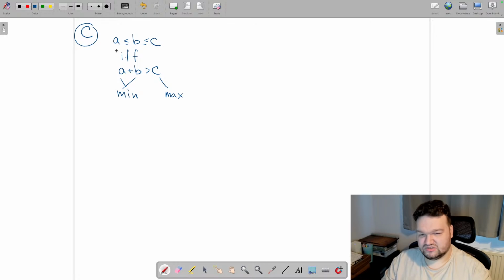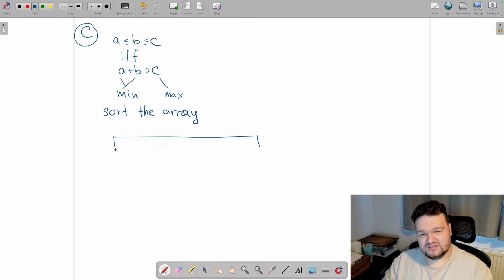Then we can sort the array of numbers that are given to us. And then basically we are interested in the two smallest numbers and the biggest number of the chosen ones. Since we have a sorted array, let's say that this one is the biggest, this one is smallest, and this one is second smallest.